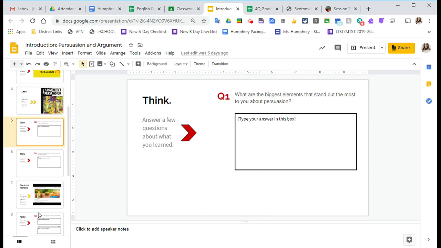And then in these two boxes, you should have focused in on what stood out most about persuasion specifically to you, and then what stood out most to you about argument. So looking at the difference between persuasion, what stood out to you most about the elements of persuasion, what stood out to you most about elements of argument.